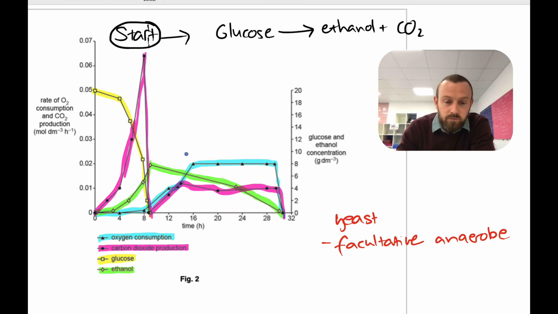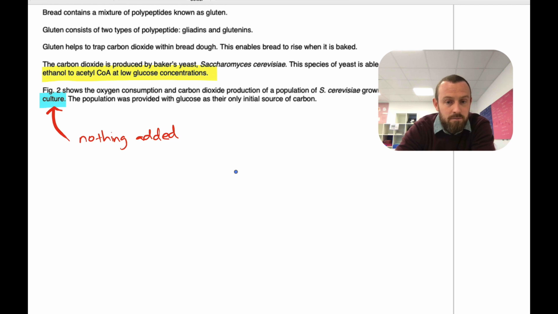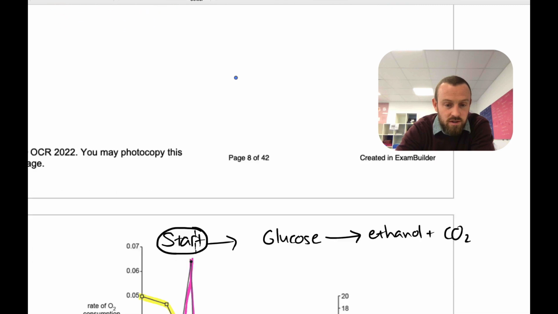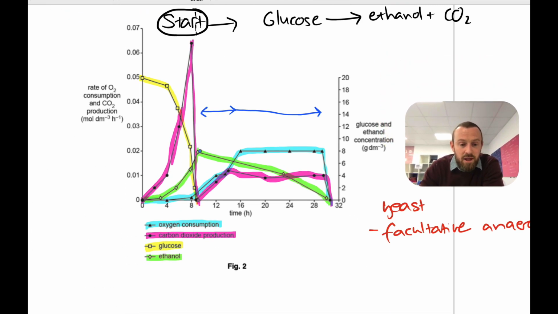Then, let's switch colors. The next phase goes all the way till here, really. After 9 minutes, once the glucose is completely gone, something else has to be respired. And now it's the ethanol. Remember the question just above, it says ethanol can be used as a respiratory substrate. There it is, ethanol to acetyl-CoA at low glucose concentrations. So have we got a low glucose concentration? Yes, it's gone to 0. So now the ethanol is being used.